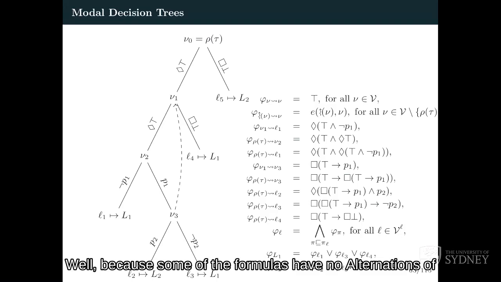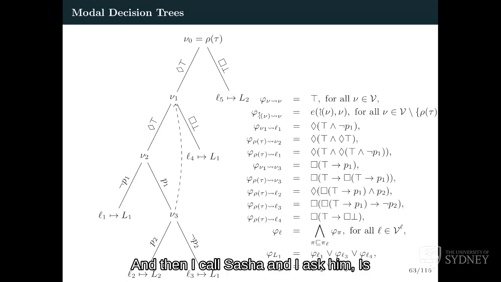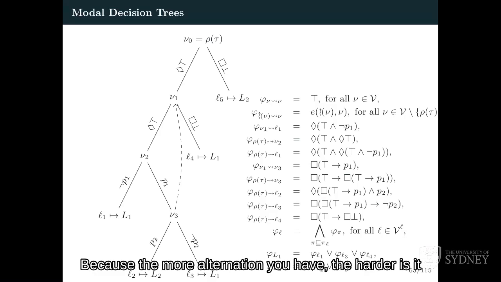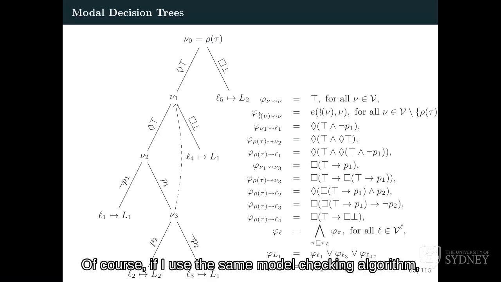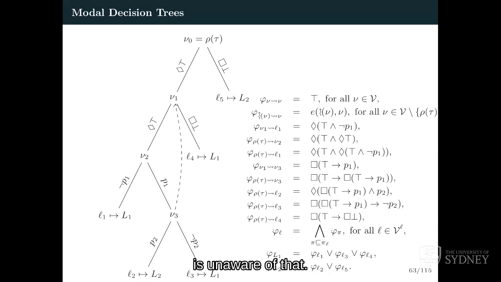Why? Well, because some of the formulas have no alternations of quantifiers, while some other formulas do have alternation of quantifiers. And then I call Sasha and I ask him, is it the same to check a formula with or without alternations? The answer is no, because the more alternation you have, the harder it is to check. All right? Of course, if I use the same model checking algorithm, the classical model checking algorithm is unaware of that. So the complexity is the same.